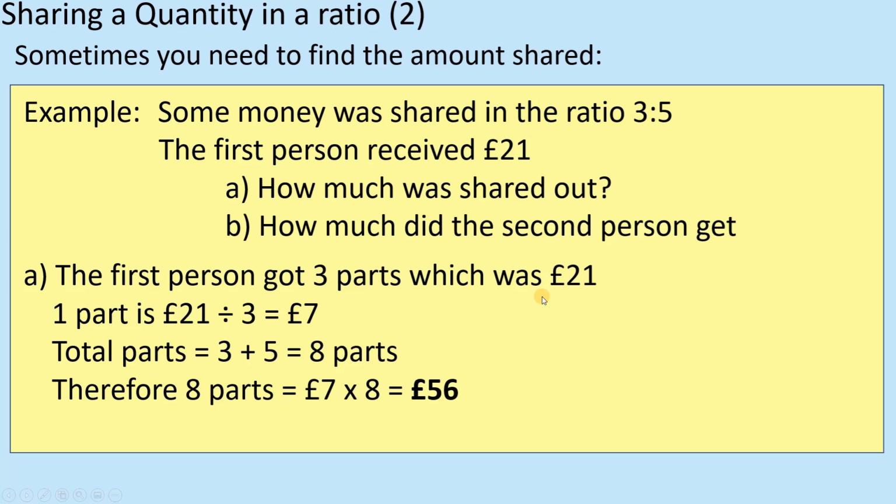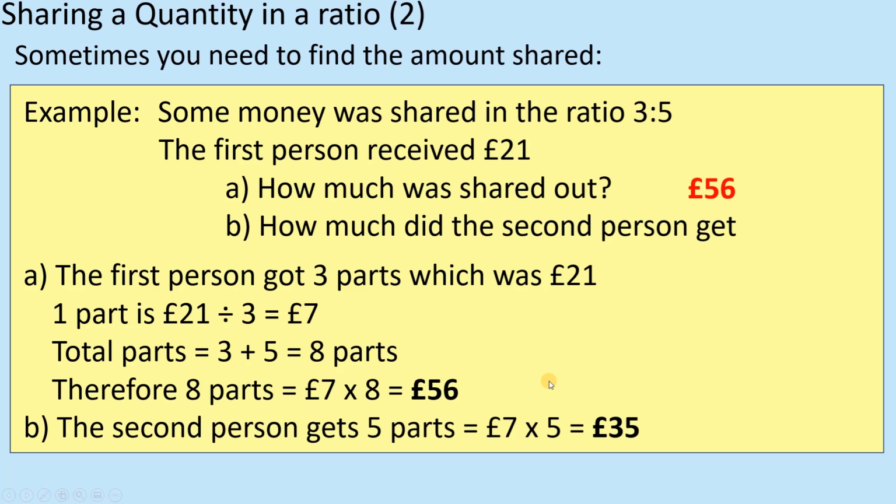Well, there are 2 ways I can do this. I can either take my 7 and times it by 5, which would be 35, or I can take my £56 and take away the 21, which again would give me £35. So there are 2 ways of achieving that, and this way they've gone for just times by 5. Okay, and that is sharing a quantity in a ratio.